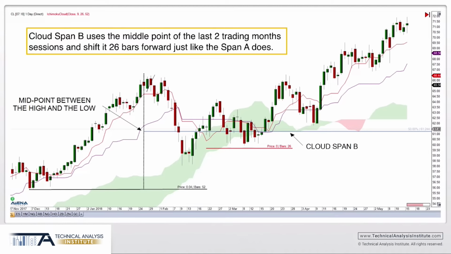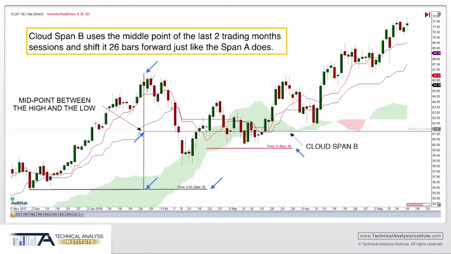On this chart, for instance, you can see 3 horizontal lines. The first one in black measures 52 bars, which in this case corresponds to 52 trading days. The black dotted vertical line measures the highest and lowest points within those 52 days. The light blue horizontal line shows the midpoint between the high and the low within those 2 months of trading. And finally, the small red horizontal line shows 26 bars ahead where the cloud span B was located.